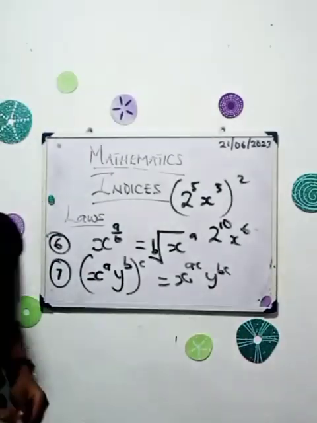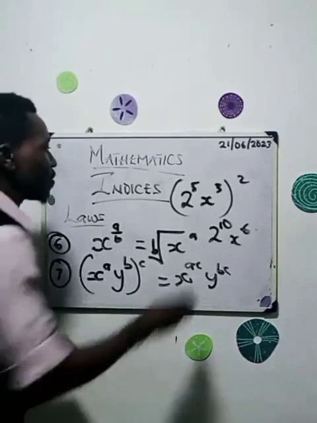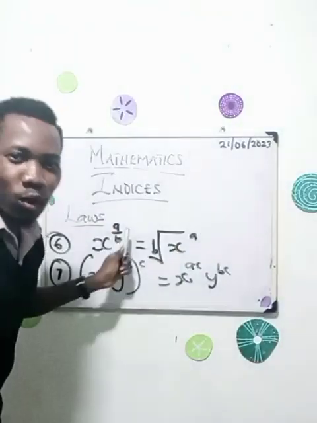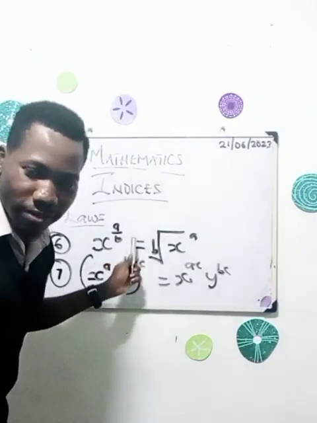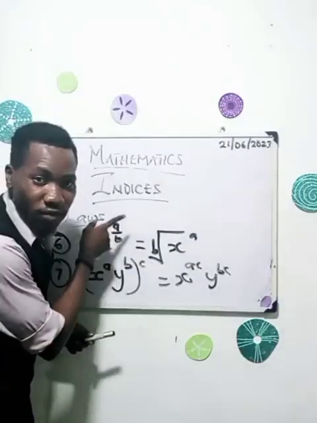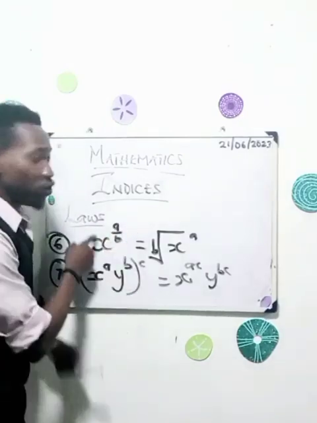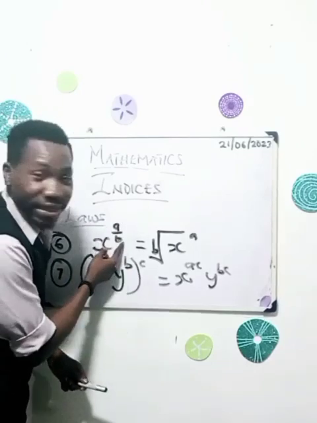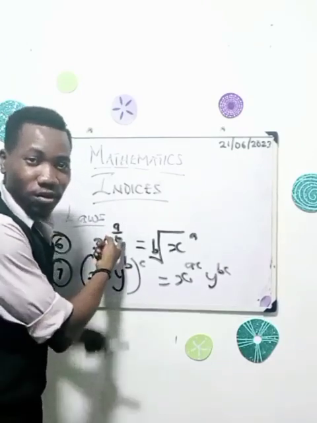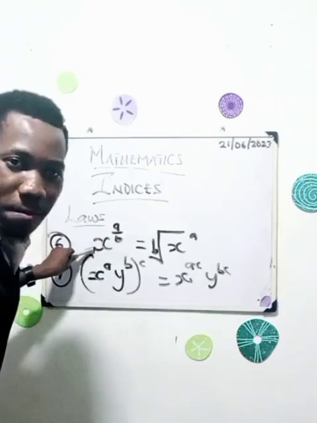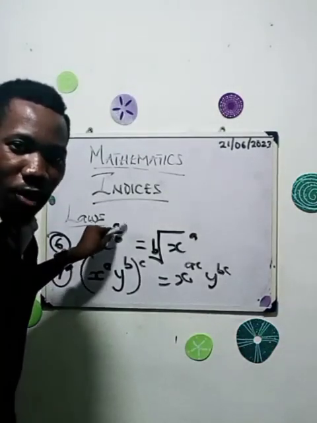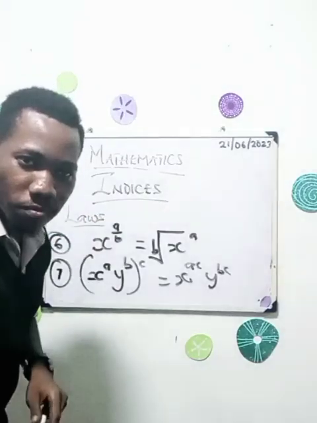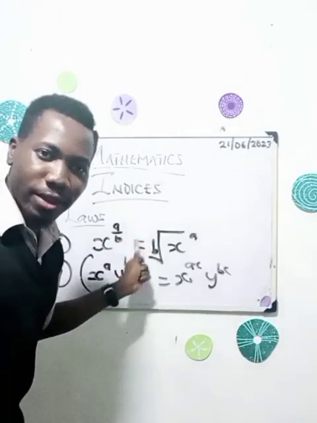Repeat number 6. Okay. Number 6 says, whenever you have a number raised to the power of a fraction, a fraction is when you see a number over another number. When you see any number raised to the power of a fraction, the denominator in your fraction becomes the root of this number, then raised to the power of whatever you have up here. So the number up is power, the number down is root.